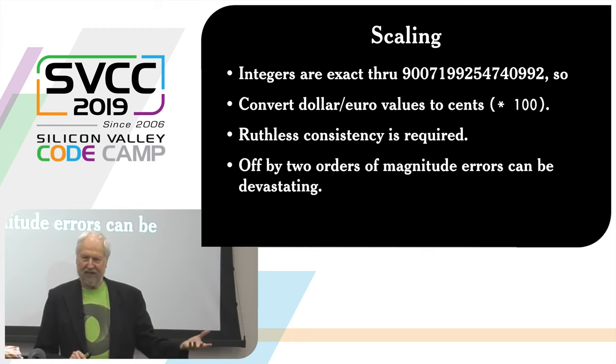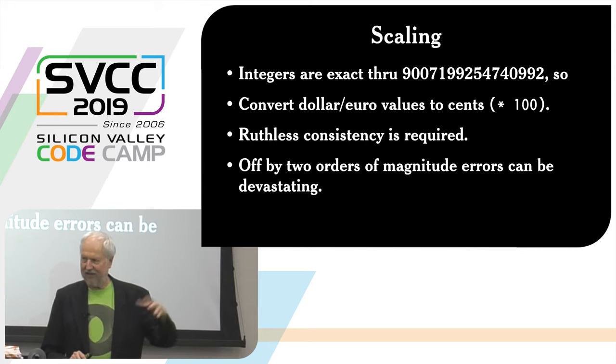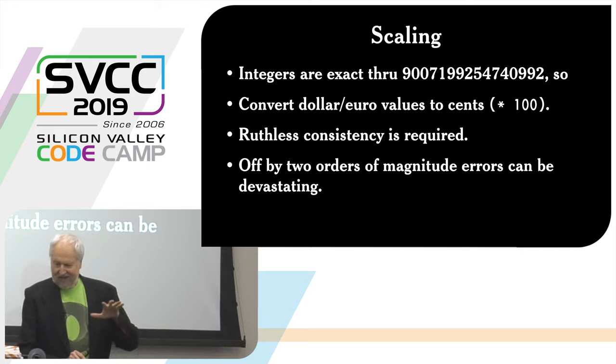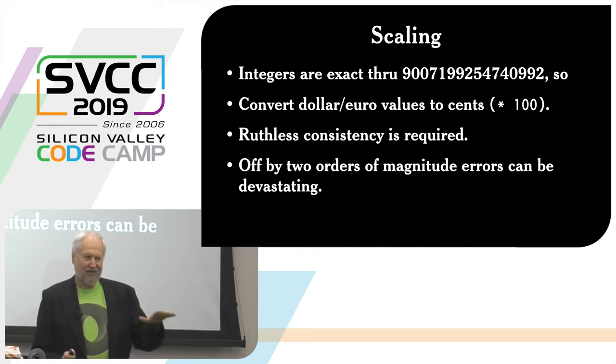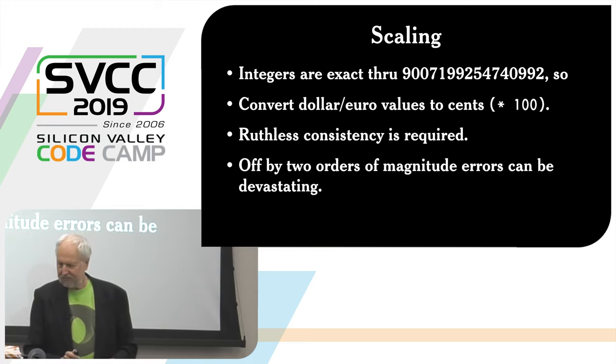At the end, when you're writing checks, you can't forget to unscale something. You have to put the decimal points back in when you show them to people. You're off by 2 orders of magnitude if you get this wrong. And in a financial system, that can be devastating. Okay, so this works, but it's scary, right? Stuff can easily go very, very wrong.